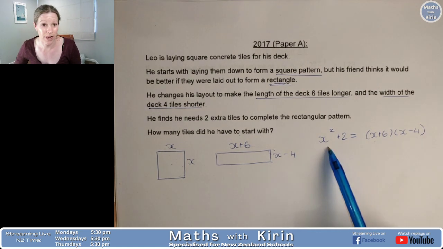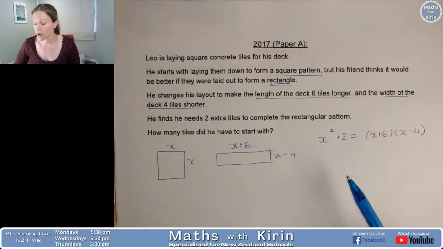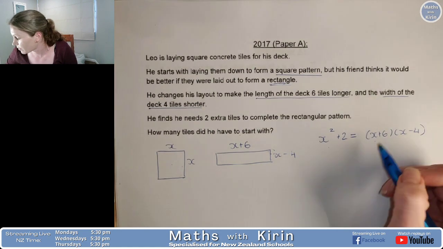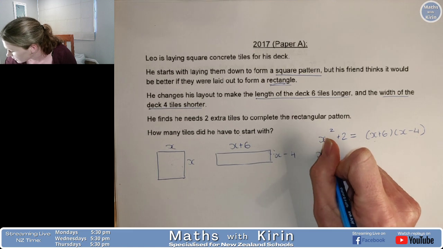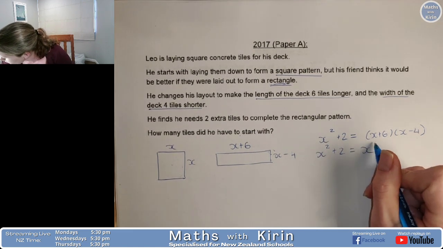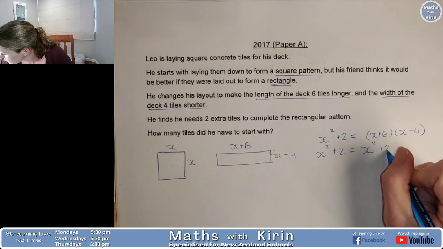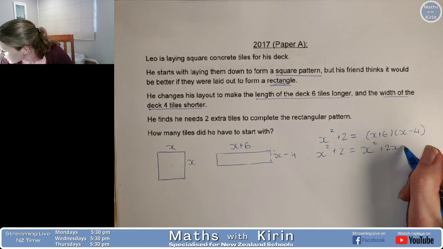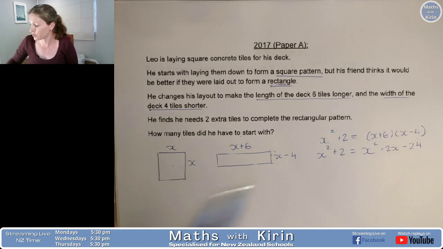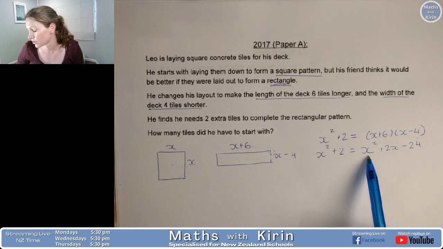Looks like we've got a quadratic. So to solve a quadratic, we would expand, make it equal to 0, and go from there. So let's see what happens when we expand and simplify. So x squared plus 2 stays the same. When we expand, we get x squared minus 4x plus 6x, which is plus 2x, and then 6 times negative 4 is negative 24. Okay, so you'll see we've got a common term of x squared.